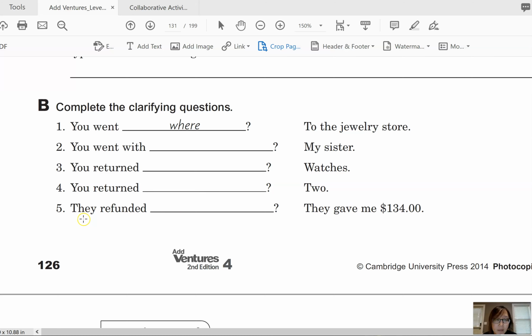Okay, and actually, if you look at number 5, it doesn't include the indirect object. So you could say they refunded you how much instead of just they refunded how much. And actually that's a little more common anyway, to say they refunded you how much.